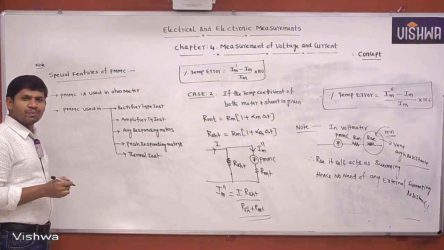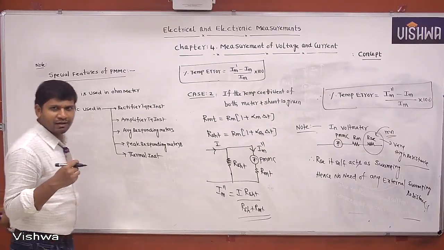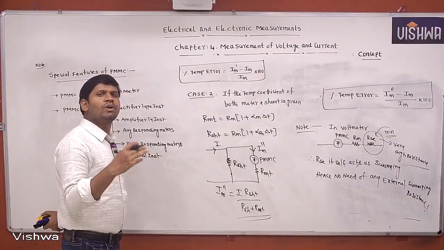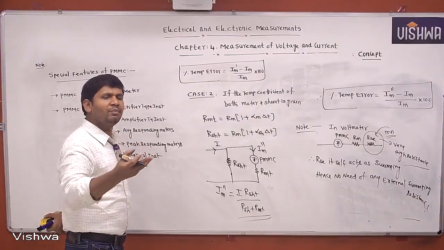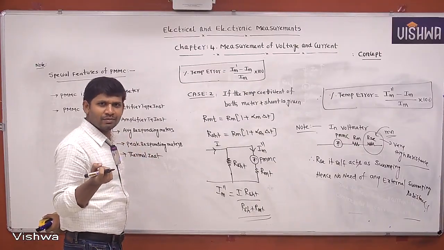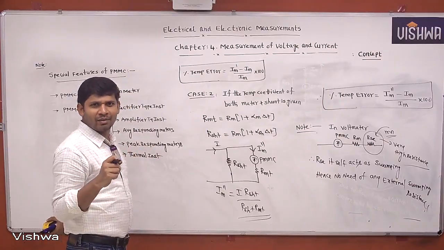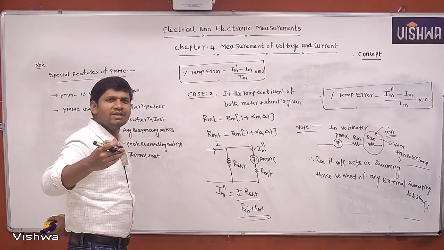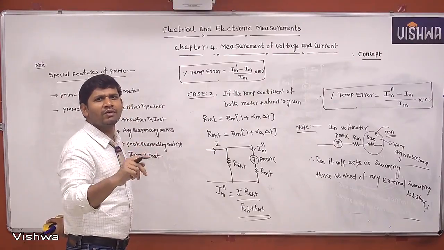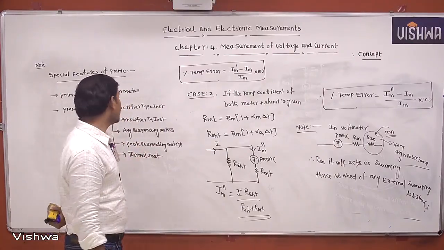In a rectifier instrument, the rectifier directly will not detect any parameter. The output of the rectifier is given to PMMC, then PMMC will detect the parameter. In an amplifier type instrument, the amplifier directly will not detect the parameter. The output of that amplifier is given to PMMC, and the deflection of the pointer will give the reading. Okay, like this we can use.